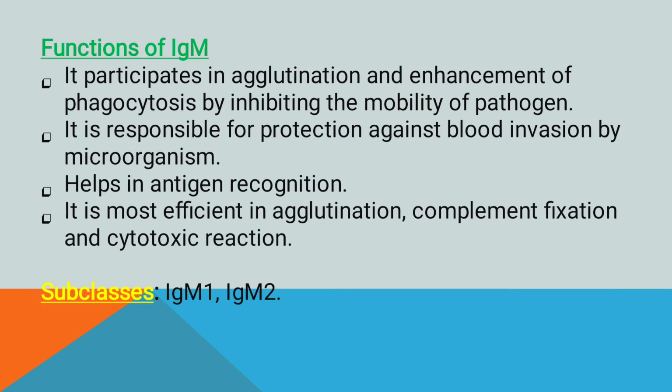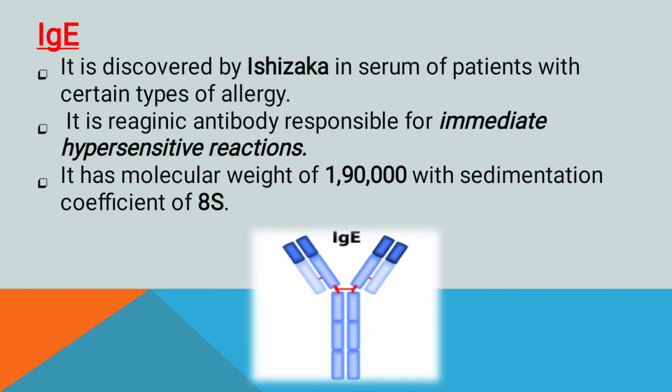Coming to the functions of IgM, it participates in agglutination reaction, helps in phagocytosis, inhibits the motility of the pathogen, and helps in antigen recognition. It is efficient in complement fixation, cytotoxic reaction, etc. Coming to the subclasses, it has two subclasses, IgM1 and IgM2. Next, coming to IgE.